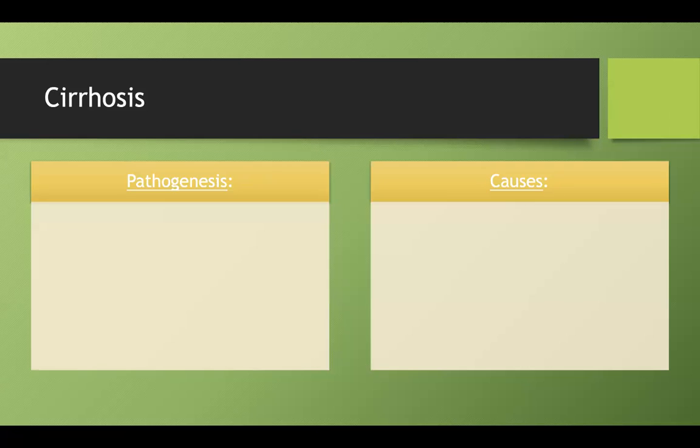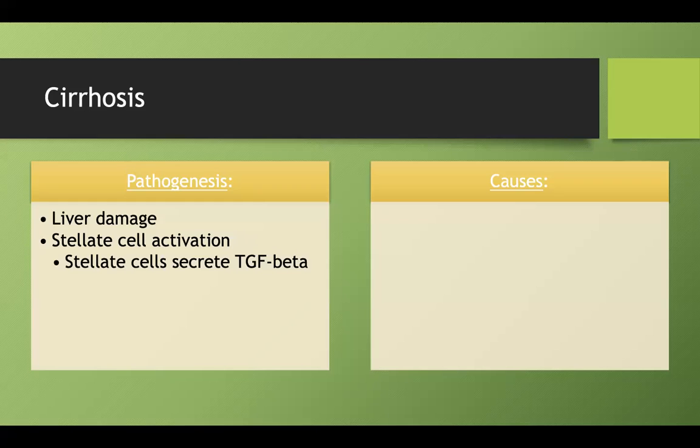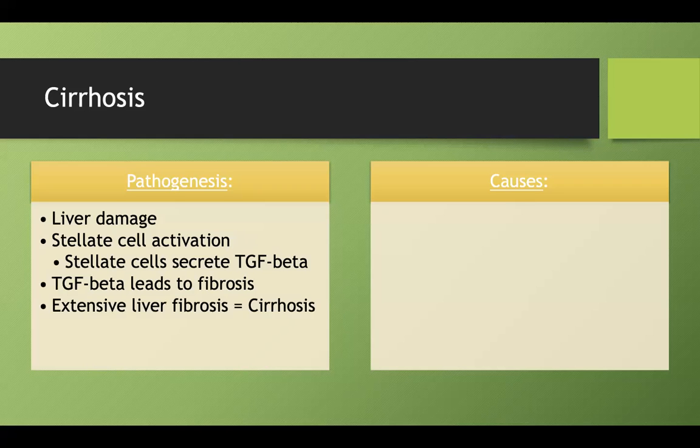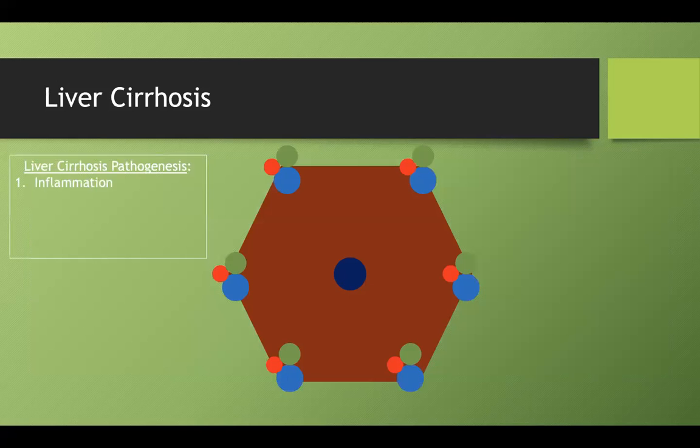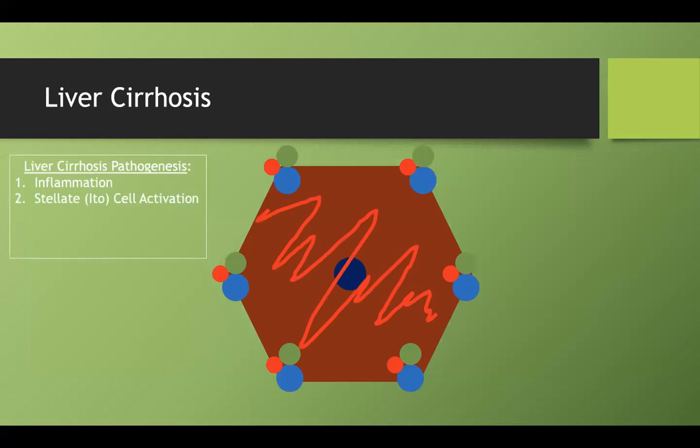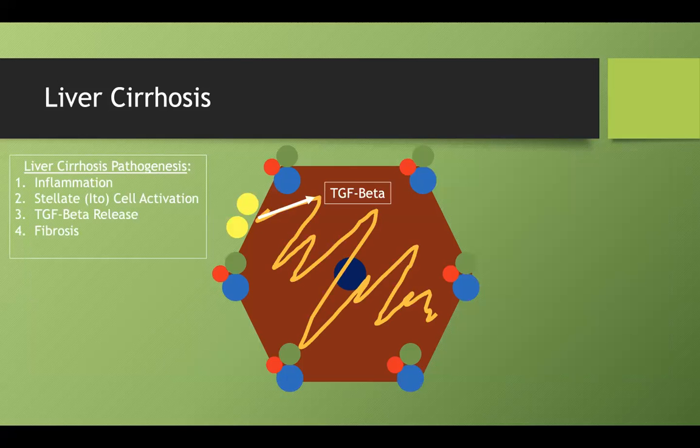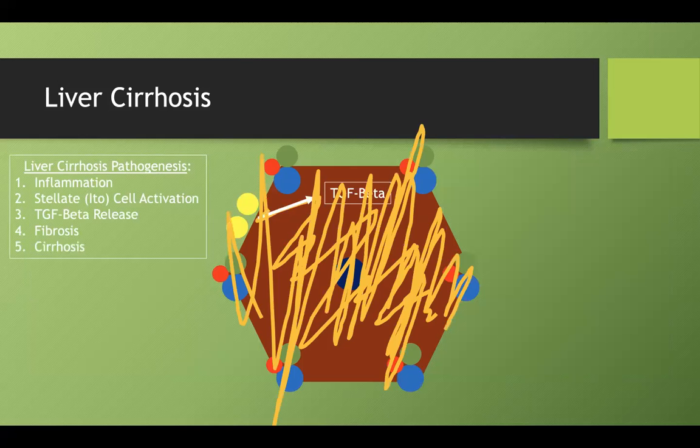The pathogenesis of cirrhosis is that you'll get liver damage. That liver damage will activate our stellate cells. Those stellate cells will secrete TGF-beta, and that TGF-beta can potentially lead to fibrosis, and if you have too much fibrosis, it'll turn into cirrhosis. So again, you have inflammation, stellate cells are activated, TGF-beta is released, that causes fibrosis, and if you have too much fibrosis, that'll in turn lead to cirrhosis.